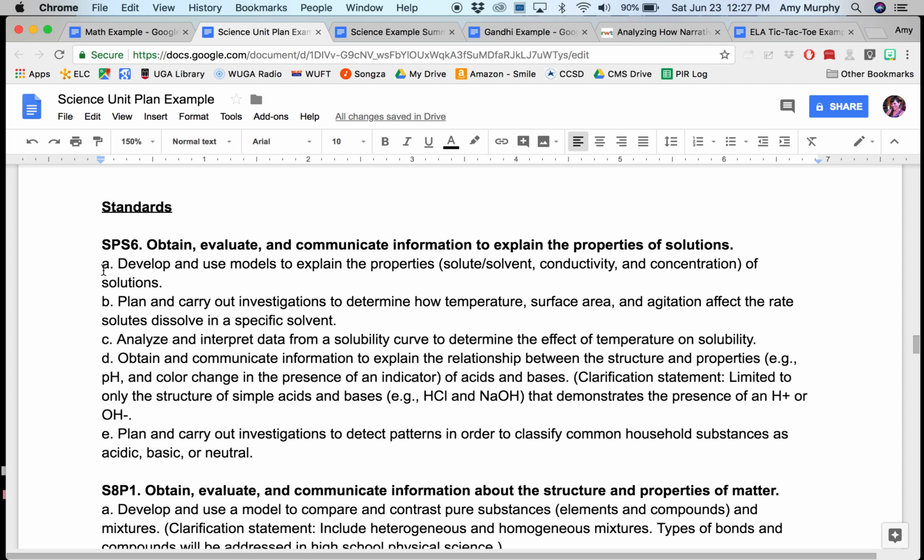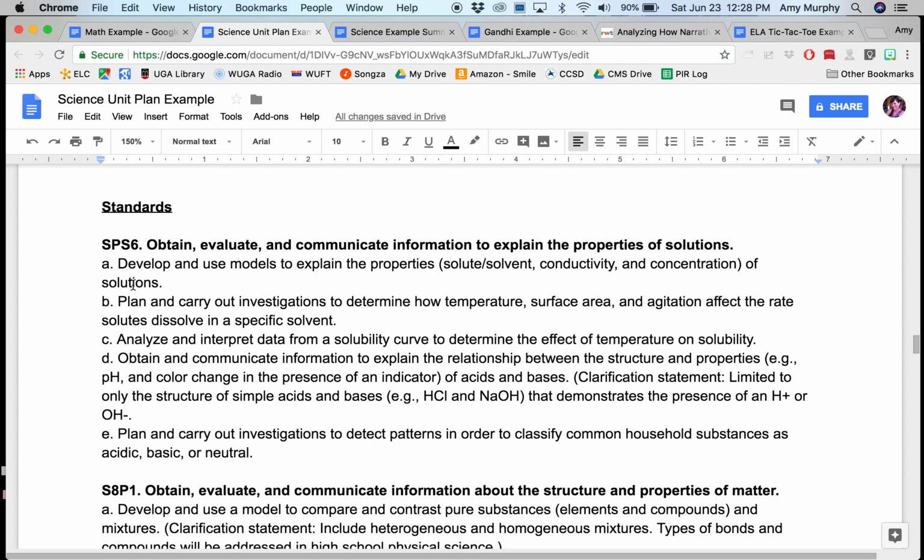And a lot of the standards that you'll see that are written for science are skill-based. So you can even just look at the verbs here: develop and use, plan and carry out, analyze and interpret. A lot of that is what students are able to do. So that's the thing about when we unpack standards.